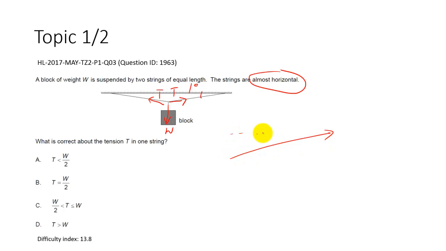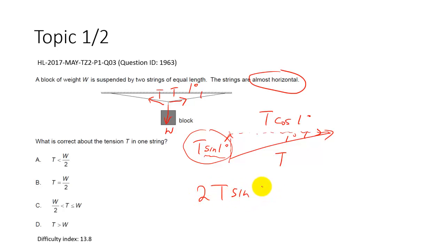The tension itself has horizontal and vertical components. With 1 degree here, if I call this T, then this is T cosine 1 degree, and this is T sine 1 degree. Sine 1 degree is actually extremely small. Since you have two tensions here, you have 2T sine 1 degree equal to the weight. Since sine 1 degree is very small, probably like 0.0-something, really close to 0, the tension has to be much greater than the weight itself. So the answer at the end would simply be D.